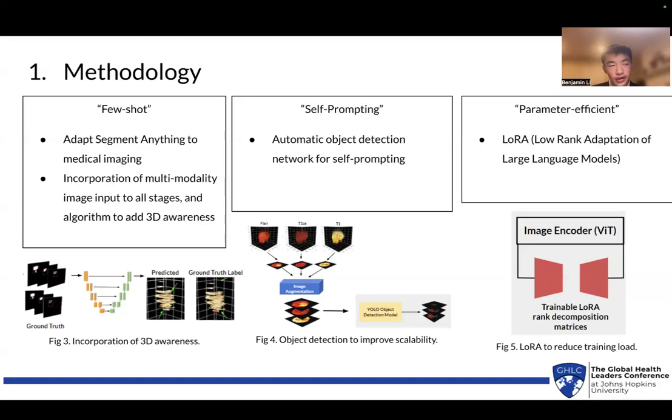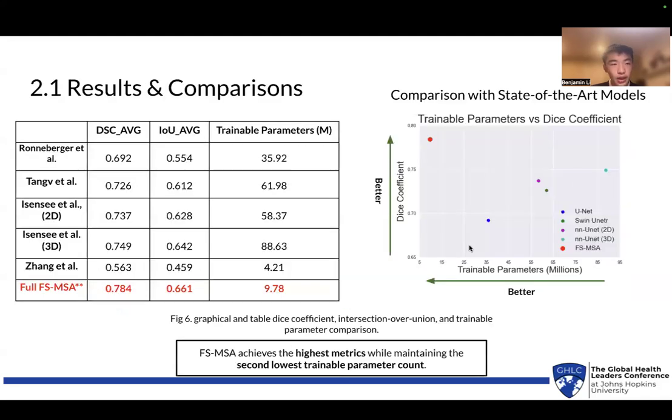So a lot of these algorithms that exist, especially UNet-based algorithms, are very heavy in terms of parameter size. So I use LoRA, which is low rank adaptation for large language models, in order to reduce the training load and make the algorithm available to people regardless of hardware, essentially.